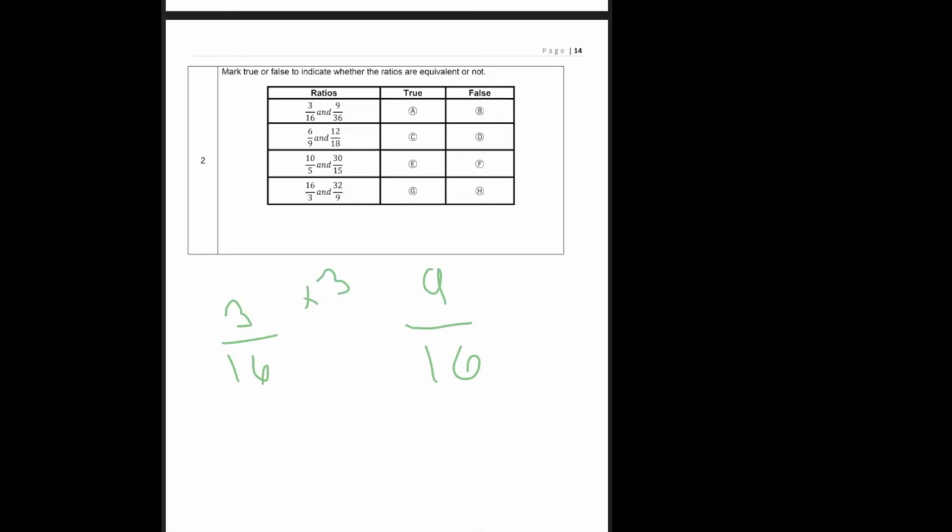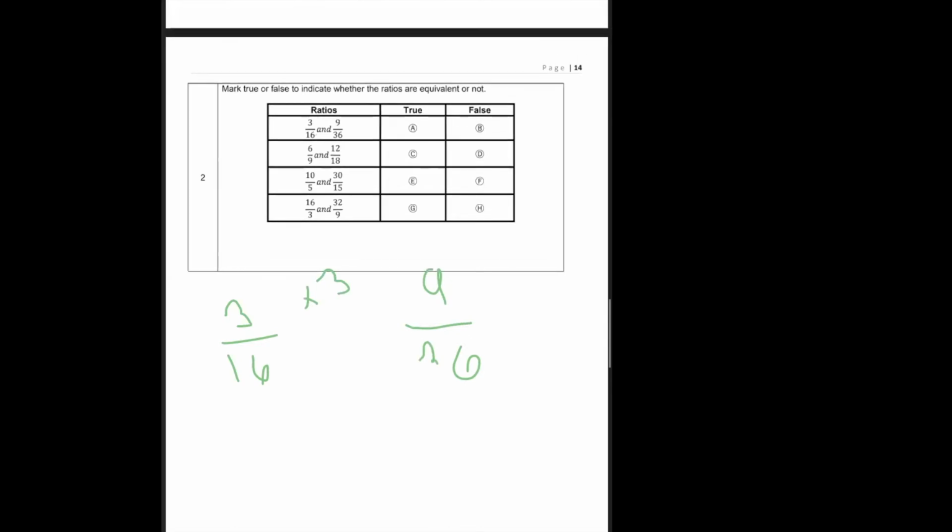I realize I wrote the 16 instead of 36. And so in order to get to 9, you have to do times 3. In order to get to 36, it's going to be 2 point something, just because I know that 16 times 2 is 32, and then it's a little bit more.